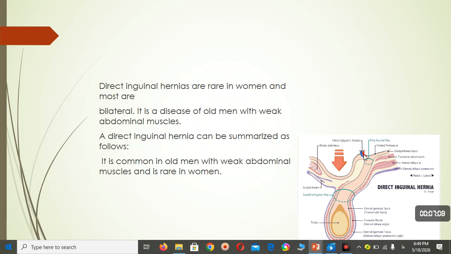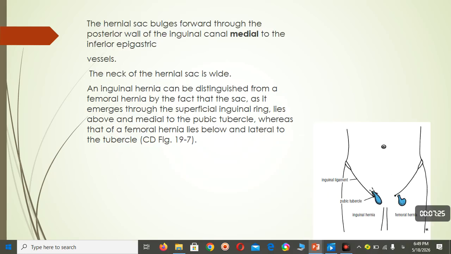Here is the seat for hernia. This is direct inguinal herniation. The hernial sac bulges forward through the posterior wall of the inguinal canal, medial to the inferior epigastric artery. You know, it is the hernial sac. Here is the pubic tubercle.